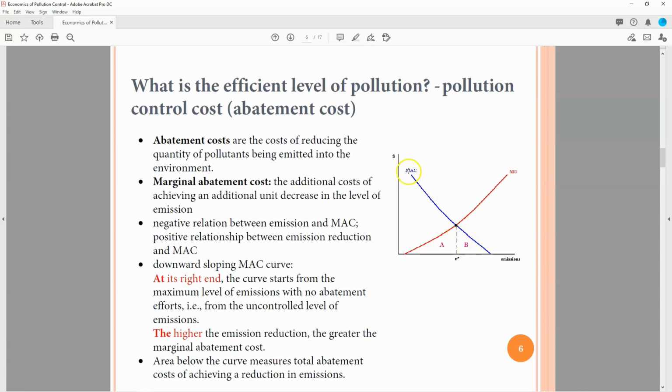So the blue curve represents the marginal abatement cost. The area below the blue curve but above the x-axis is defined as the total abatement cost. So in this graph, the total abatement cost is area B. The total damage cost is area A.